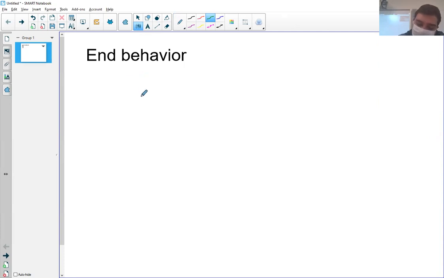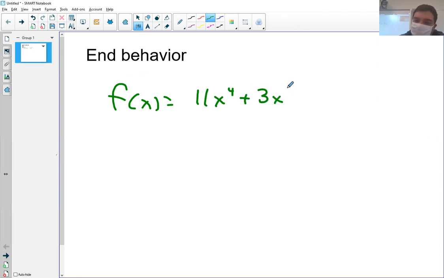First thing I'm going over is end behavior. So when you have a function and it's some higher power, let's say it's like 11x to the fourth plus 3x to the 10th minus 2x to the third. No x squared.